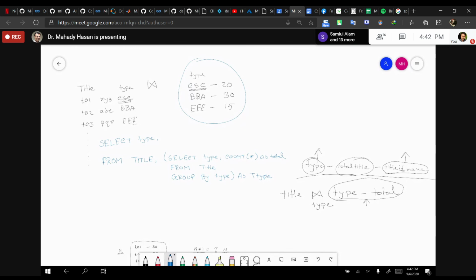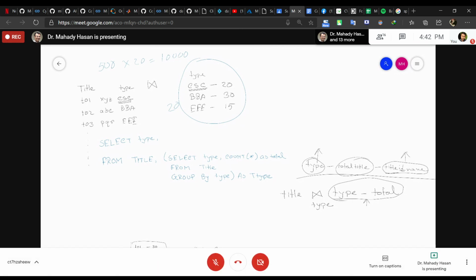Now tell me what will happen. So here the problem is, let's say we have 500 books and we have a total of 20 types. So if we make a Cartesian product, what will happen? It will be 10,000, isn't it? Because this is not a single row. This is a single row because it is a group by. It is not a single row. Make sense?